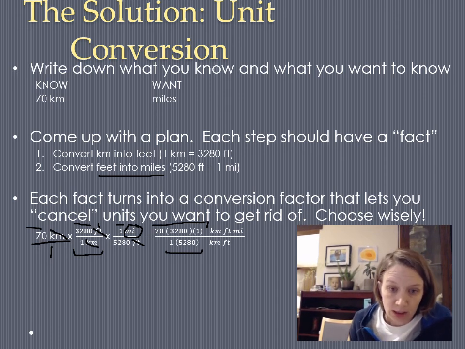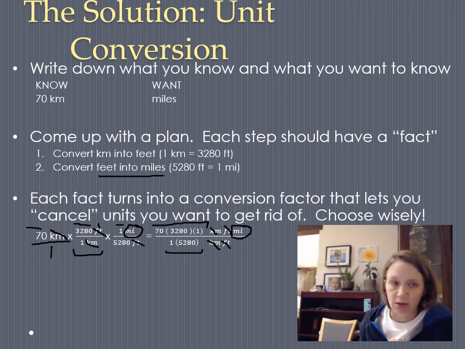Before I actually plug this into my calculator, I like to cross out what units are going to cancel. We see a kilometer on the top and on the bottom, so those are going to cancel. I see a feet on the top and the bottom, those are going to cancel. And I see that I'm left with just a plain old mile, and that's what I was looking for. So that's how I know I'm on the right track here.